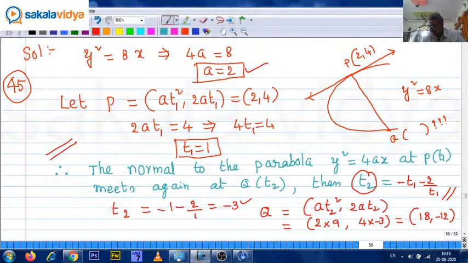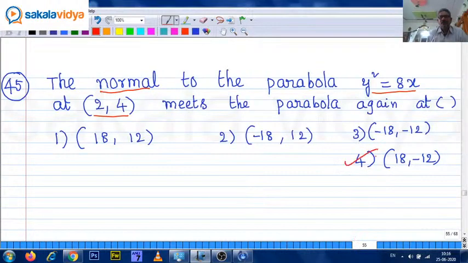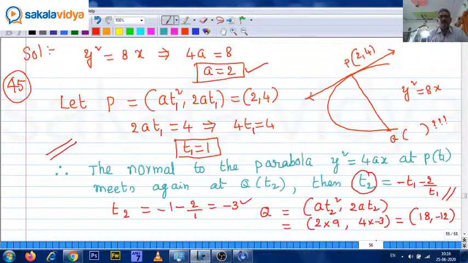First concentrate on this class. Yes, fourth option. And check the solution also. Right.